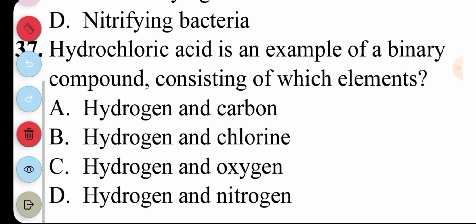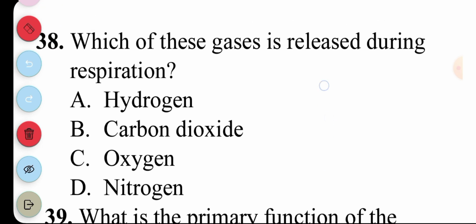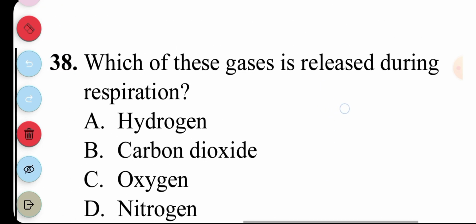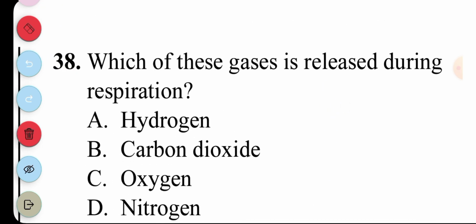37. Hydrochloric acid is an example of a binary compound consisting of which elements? So hydrochloric acid consists of hydrogen and chlorine. B. 38. Which of these gases is released during respiration? The one which is released during respiration is carbon dioxide. That's B.